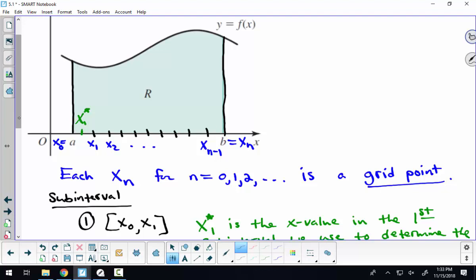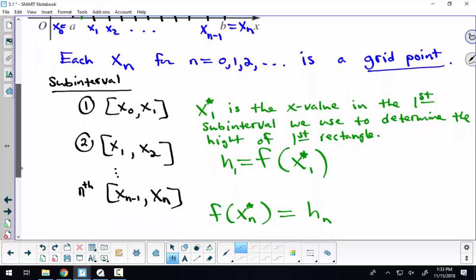And so the first rectangle goes from x sub 0 to x sub 1. Next rectangle from x sub 1 to x sub 2. The last rectangle is from x sub n minus 1 to x sub n. But each one of the endpoints of the rectangle we're going to call a grid point. So the endpoint of each rectangle is a grid point.